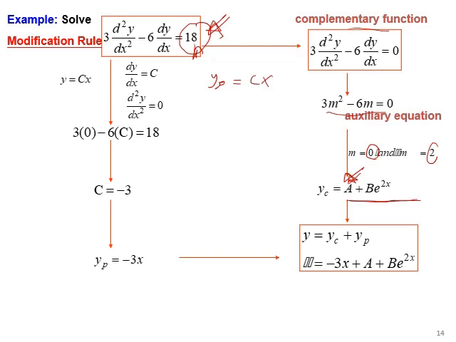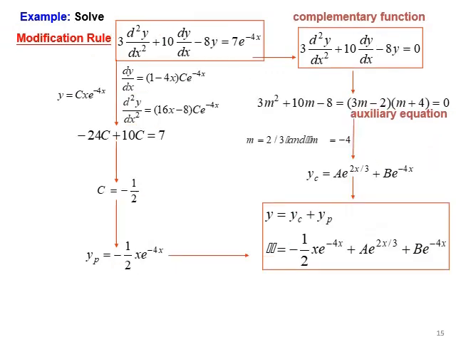I differentiate first, second derivative, substitute here and here, and simplify. I got the constant, then go back and substitute here. You get the particular solution. Now I have both. I have complementary, particular, put them together.